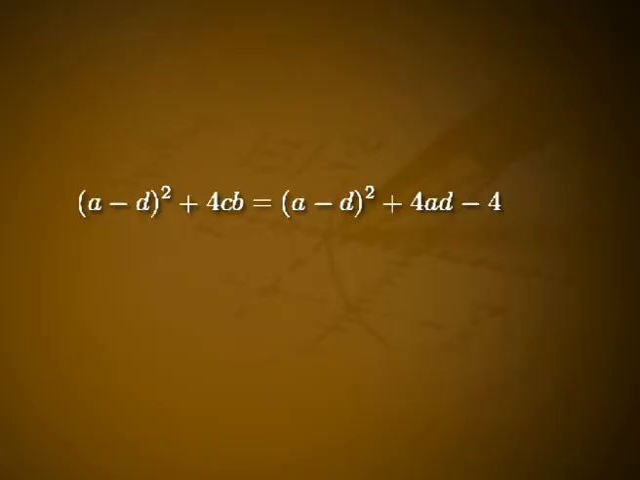Note that for parabolic transformations, which satisfy (a plus d) whole squared equal to 4 times (ad minus bc), the fixed points coincide. Note also that the discriminant is (a minus d) whole squared plus 4cb, which is equal to (a minus d) whole squared plus 4ad minus 4, which is equal to (a plus d) whole squared minus 4, which is the trace squared of the matrix minus 4.